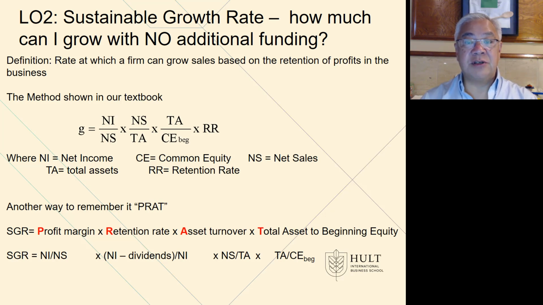And finally, the retention rate. That means out of a dollar of profit, how much do you keep in the business and not give to your shareholders by way of dividend? So those are the factors in the book. And those are correct. I'm not questioning the factors. From another textbook, I have found this to be useful, an acronym called PRAT. So if you look at the bottom, PRAT simply rearranges the terms. So we start with the net profit margin, then we go to retention rate, that's the R, then we go to the asset turnover rate, that's A, then we move to the total asset to equity ratio, that's T, so PRAT. So let's apply PRAT to an example.